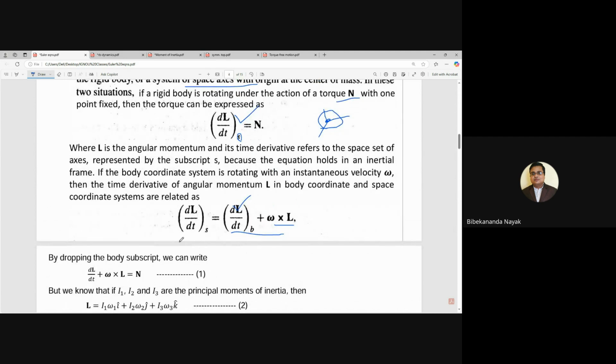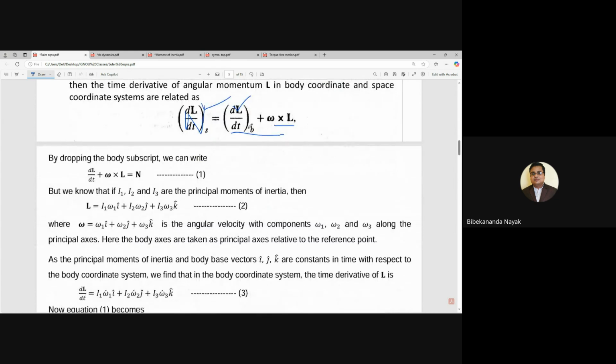Now we have to solve this equation. dL by dt in space is N, so put N here. So N is equal to dL by dt in the body plus omega cross L. Body means inside the earth, so we can remove the subscript and write dL by dt plus omega cross L is equal to N. But L is equal to I omega.